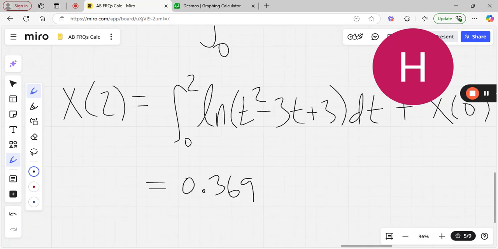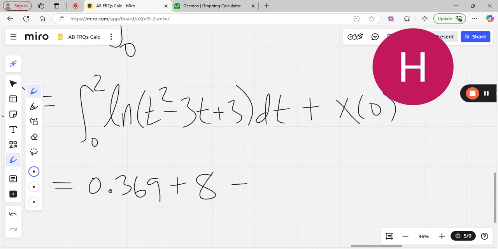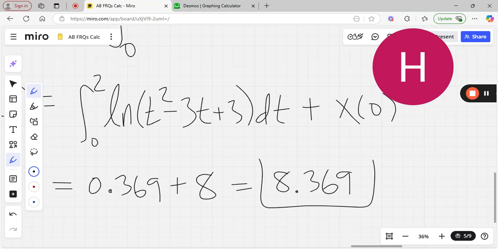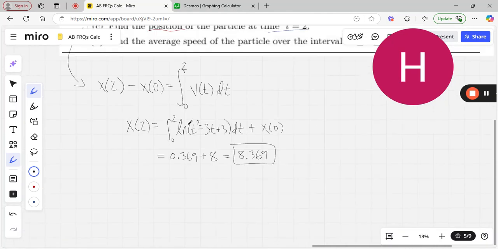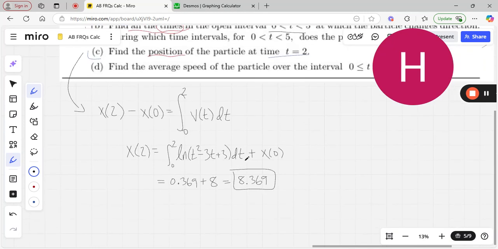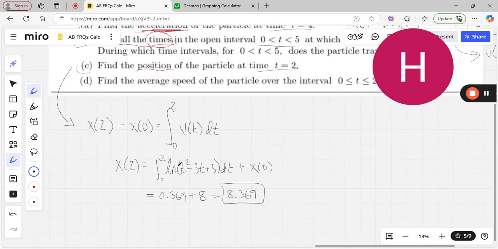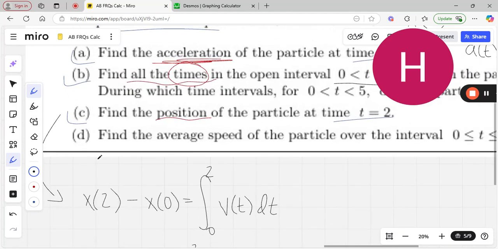And then we were given the initial position as x equals 8 when t equals 0. So this is going to be 8.369. That is the position at time t equals 2. We could have found it at any time using that process: an integral from the initial condition to whatever value they're interested in.